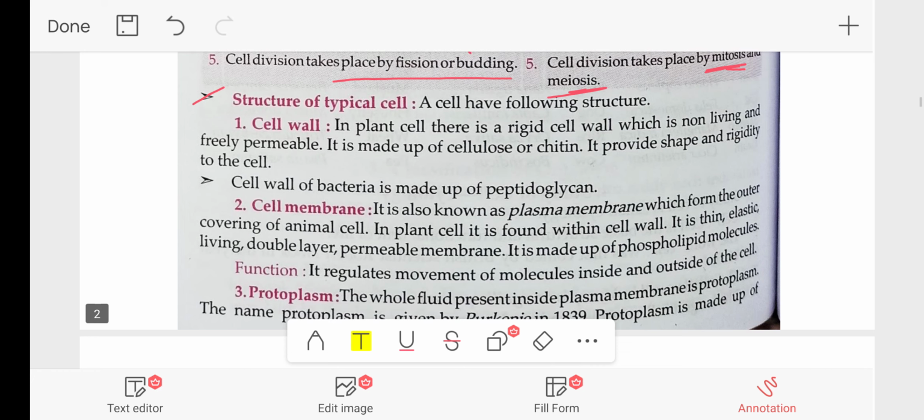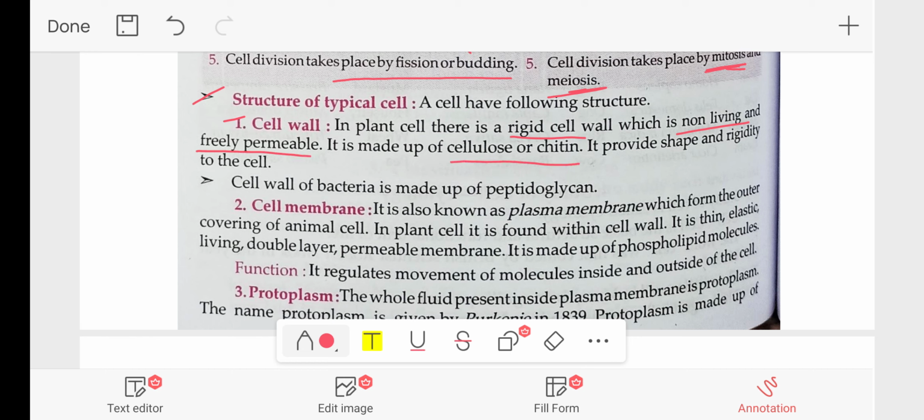Now let's see the structure of a typical cell. A cell has the following structures. First, cell wall. In plant cell, there is a rigid cell wall which is non-living and freely permeable. It is made up of cellulose or chitin. It provides shape and rigidity to the cell. Next, cell wall of bacteria is made up of peptidoglycan.